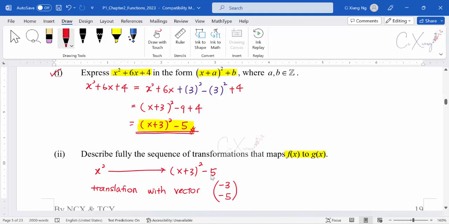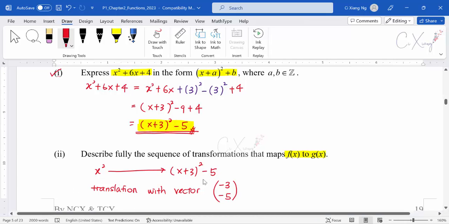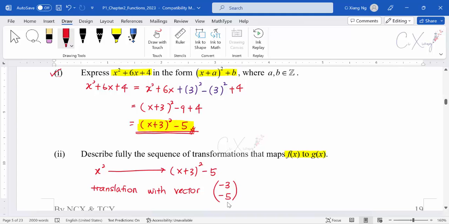Another way you can describe it is that f(x) is translated 3 units to the left and also 5 units downwards, which also works. So there are two ways for you to describe the sequence of transformation. For me, I will just write it like this in vector form. To me, I think this is more convenient and easier.